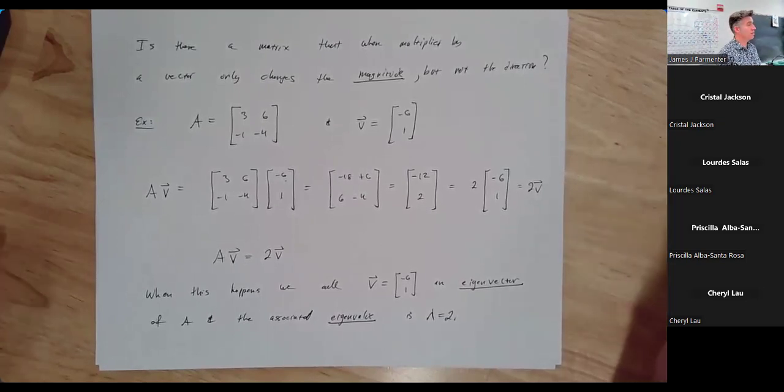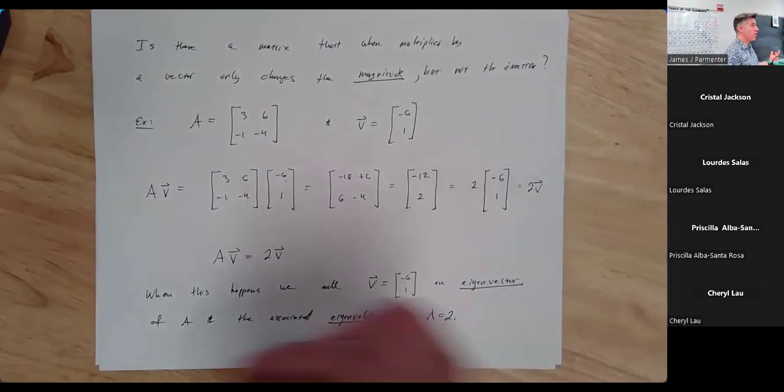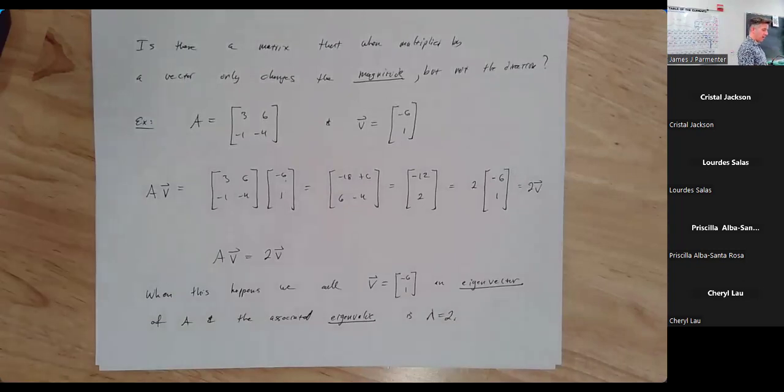So here's the question. Are there more eigenvalues of this matrix? Are there more eigenvectors of this matrix? And if so, how do we find them? The answer to both those questions is yes, there is another eigenvalue and another eigenvector of this matrix. How do we find them?